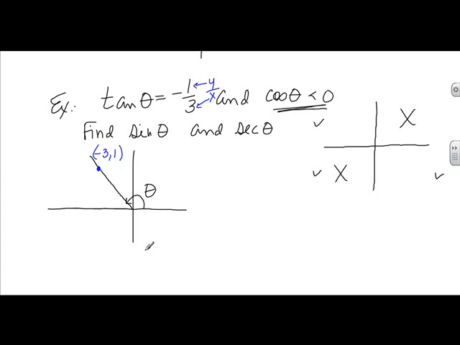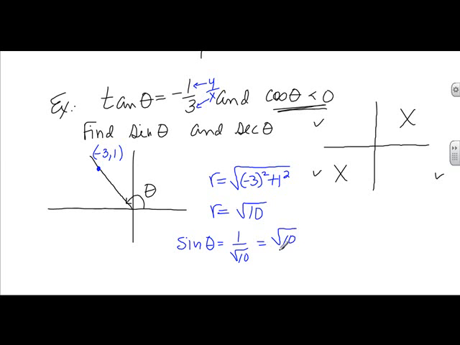So, finding the value of r is going to be the square root of negative 3 squared plus 1 squared. So r ends up being the square root of 10. So then the sine of our angle theta is 1 over the square root of 10, which rationalized would be square root of 10 over 10. And secant of angle theta is r over x, which would be 10 over negative 3.